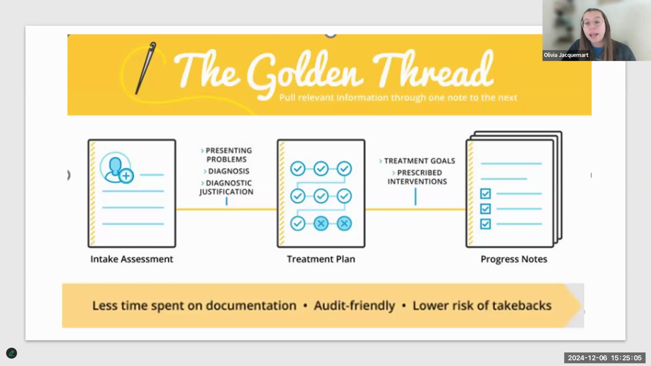So all of this is why it is critical to make sure that we are reading the psych eval or the assessment prior to starting our services. We are making sure that we're putting all relevant information throughout all documentation.